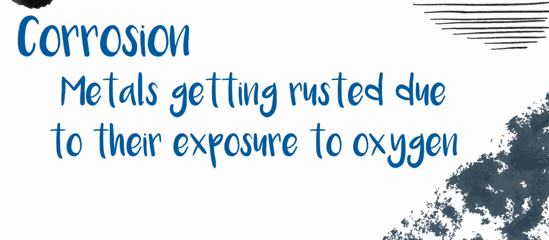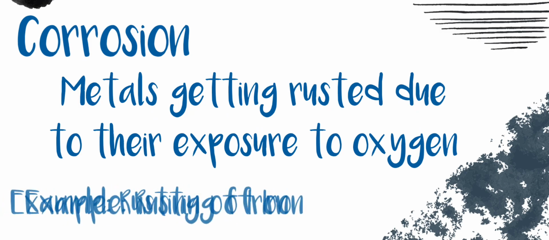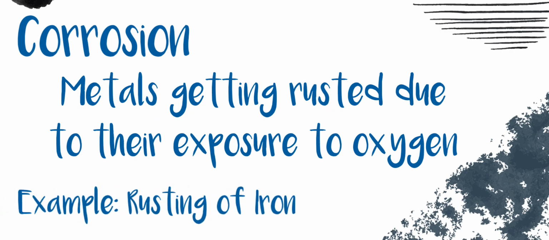Now, corrosion is the process of metals getting rusted due to the exposure to oxygen. A good example is rusting of iron or rusting of silver, etc. And with this, we completed the whole chapter.